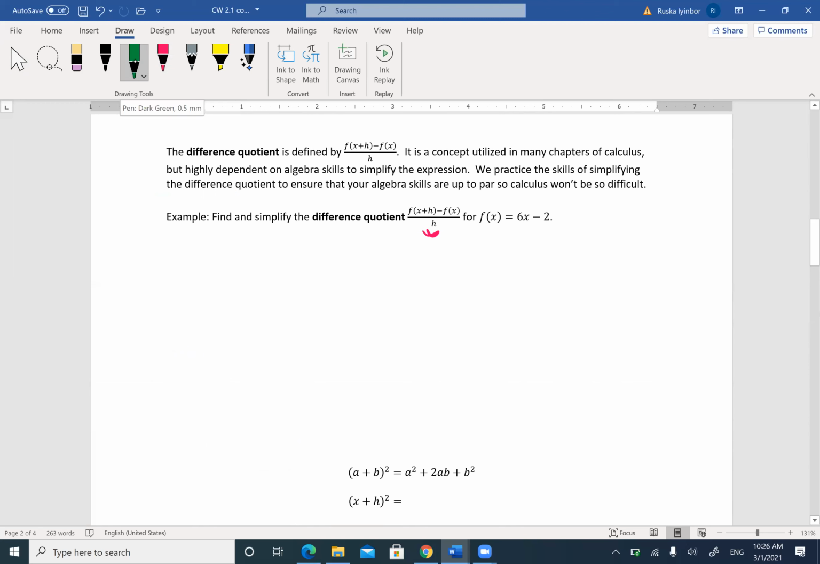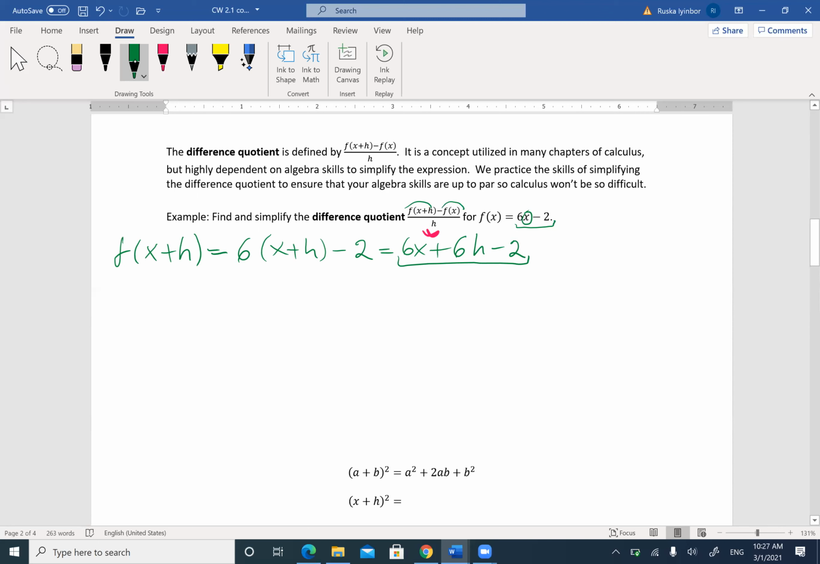First, I have to do f of x plus h minus f of x, all over h. So this is the f of x. What is f of x plus h? I'm going to do it step by step. Replace x with x plus h. So it's going to be 6 times x plus h minus 2, and you're going to simplify this. So it's going to be 6x plus 6h minus 2. So this answer is the first one. Minus, we're going to copy the second one.